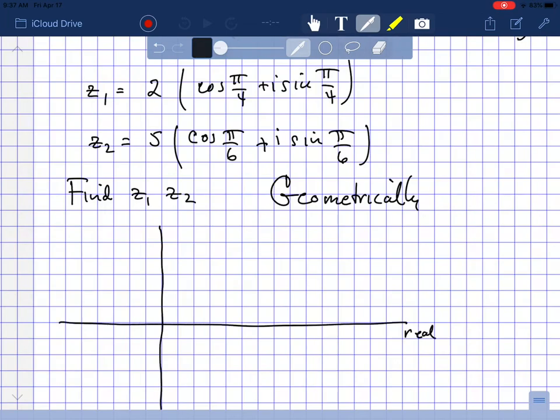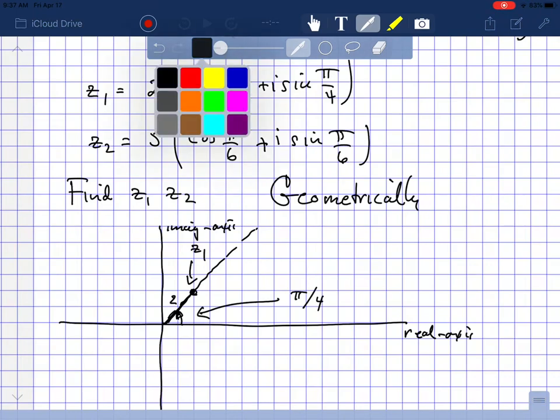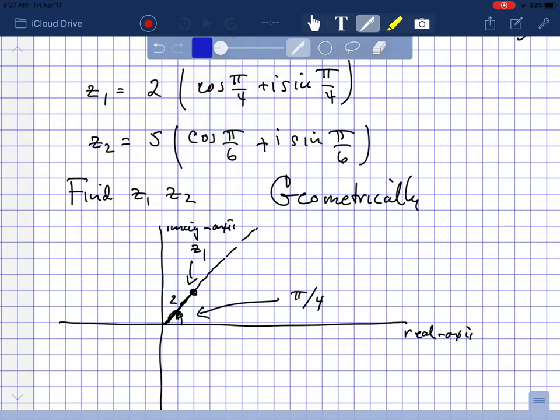Okay, so here again, this is my real axis, and here's my imaginary axis. And z sub 1 is going to lie along here, and let's make this 2 units. So the distance from here to here is 2 units, and this angle here is pi over 4. All right, so this point is the complex number z sub 1. And let's make this blue.